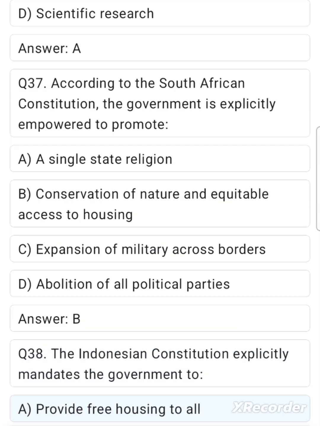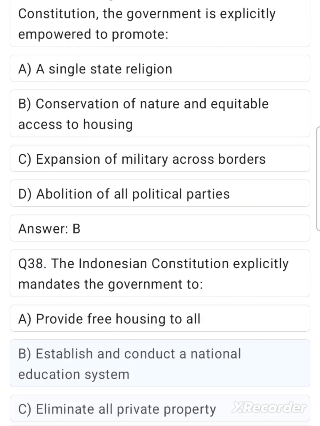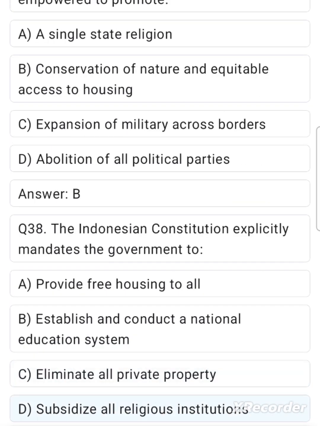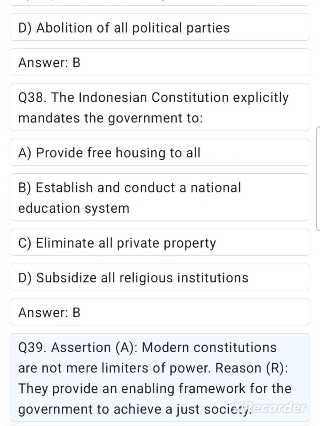Answer. B. Q38. The Indonesian Constitution explicitly mandates the government to A. Provide free housing to all. B. Establish and conduct a national education system. C. Eliminate all private property. D. Subsidize all religious institutions. Answer. B. Q39. Assertion A.